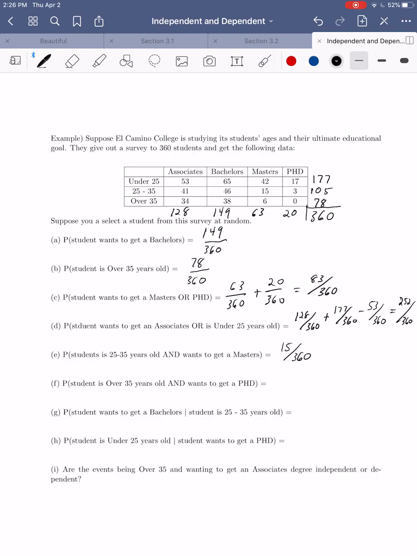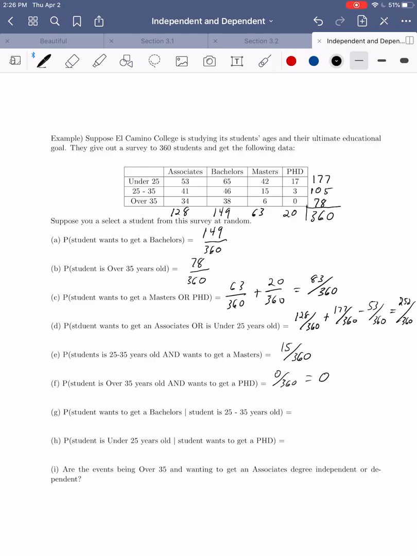All right. We've got another and here. So they need to have both these traits. They need to be over 35 and want to get a PhD. So over 35 and PhD. Well, we notice that we'd actually get 0 there. That would be 0 out of 360, which is 0.